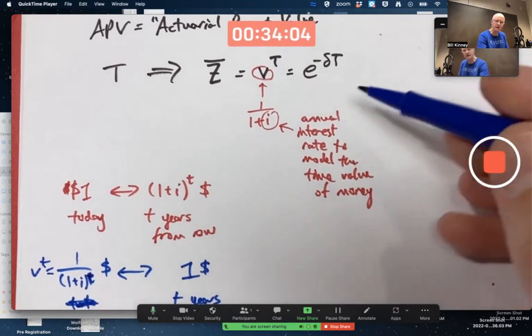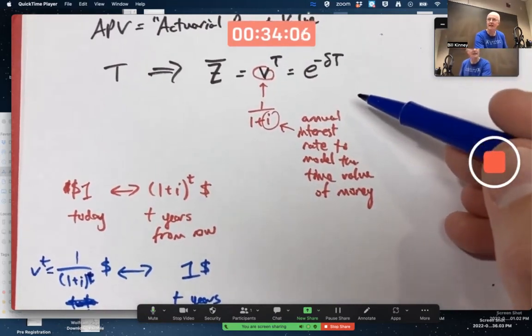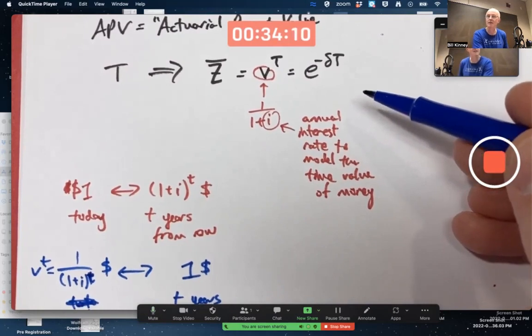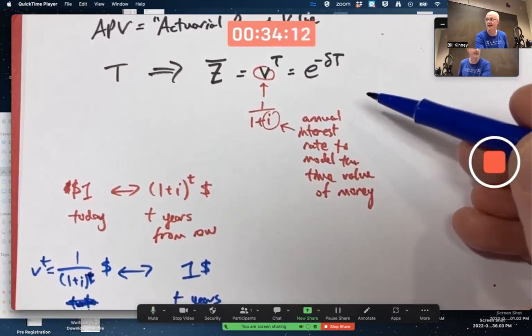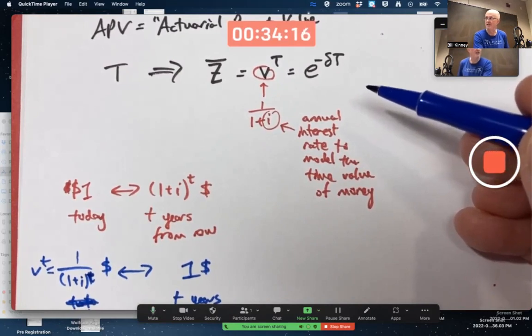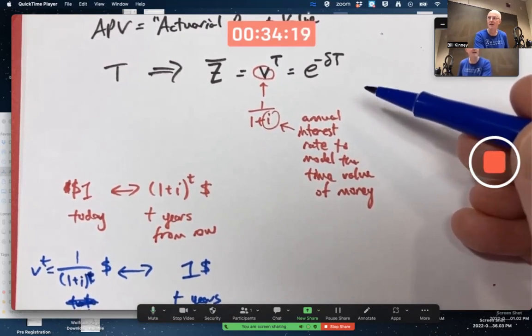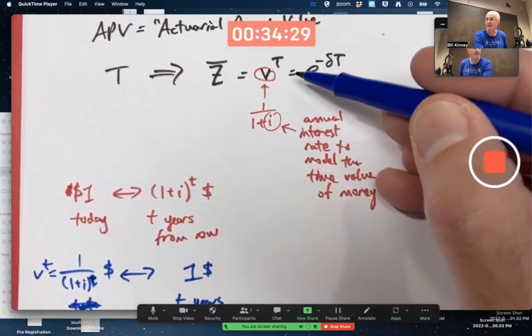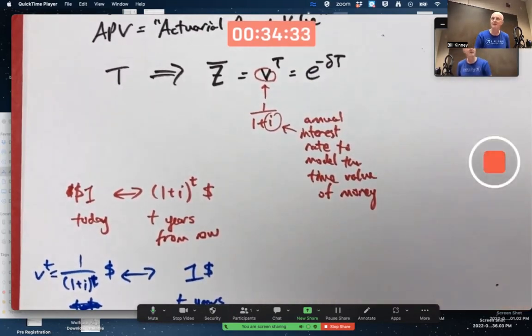So coming back up here, if t is your time of death, say, or the amount of time you survive is the more positive way to say that, and your beneficiary, your spouse, say, is going to be paid $1 t years from now. Imagine you're a newborn baby and your parents get an insurance policy for you. v to the t represents, as a random variable, the present value of that future $1 payment.